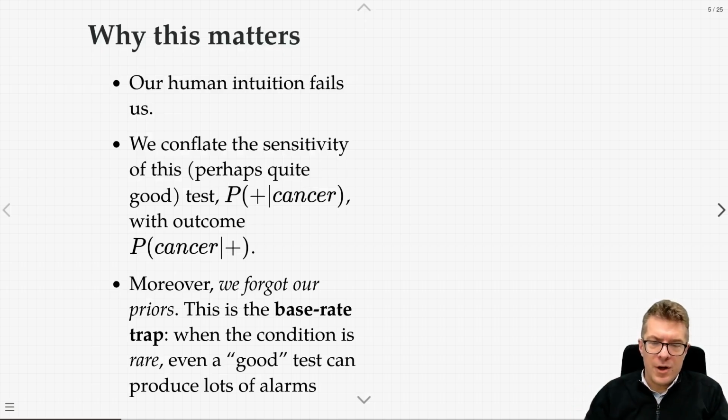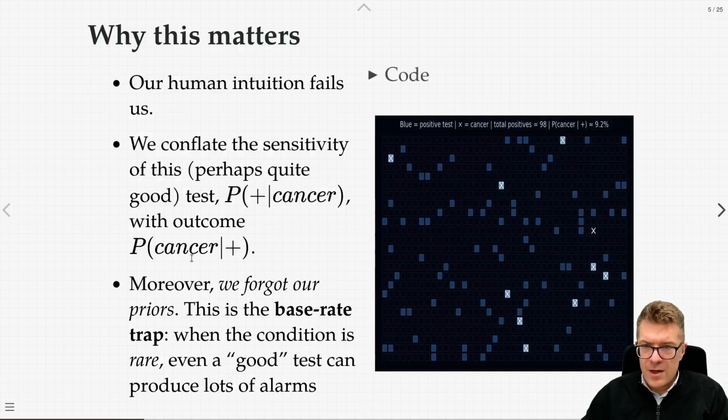Now remember earlier we had the statistic that only 1% of women in their 40s actually have this form of cancer. And we didn't really factor that in, probably, into our assessment of the chances of the woman actually having cancer if the test comes back positive. So what this means is that we've fallen into the base rate trap, by which even when the condition is very, very rare, a very good test with very high sensitivity and with very high specificity can still give us various false alarms. So I wanted to visualize it here for us.